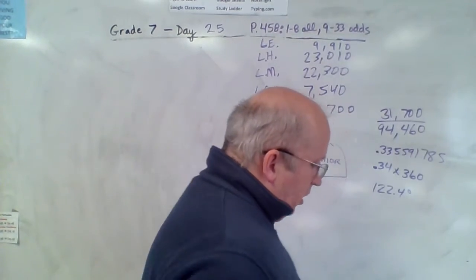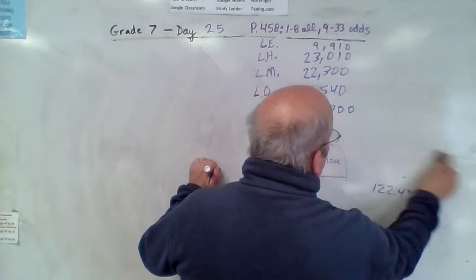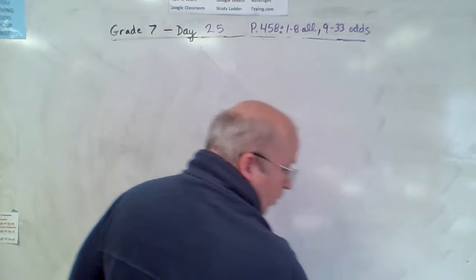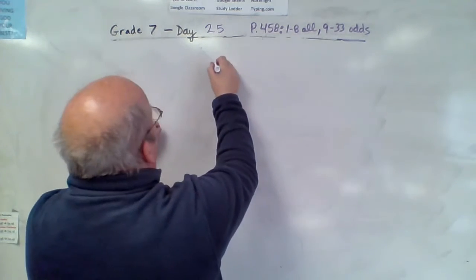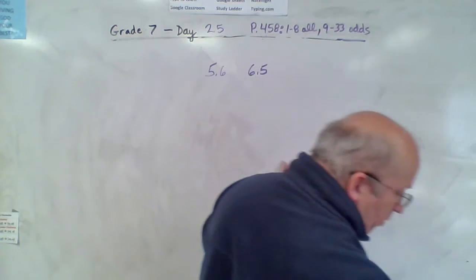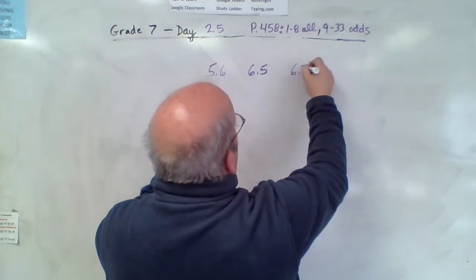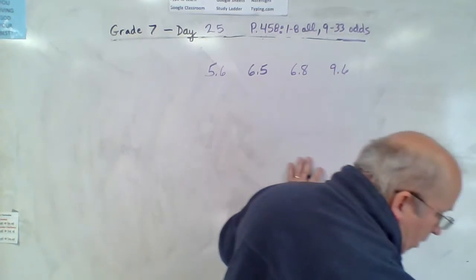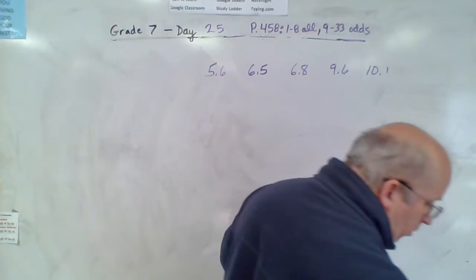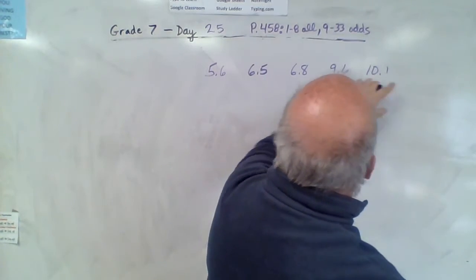How about number 16? We're supposed to find the mean, the median, and the mode for a set of data given there. Let's work through this one. We've got 5.6, then 6.5, 6.8, 9.6, and 10.1. Okay. 1, 2, 3, 4, 5 numbers.